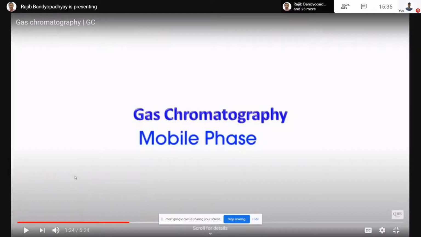And the mobile phase is the gas which is pushing the mixture over the stationary phase. So that's why these two terms, stationary phase and mobile phase, are there. Okay. So is it clear to you?